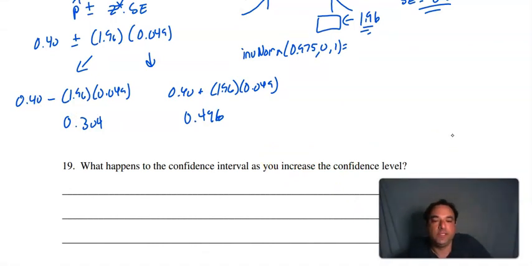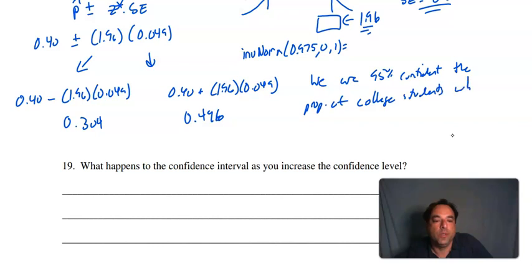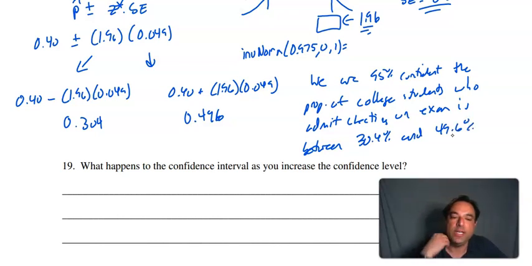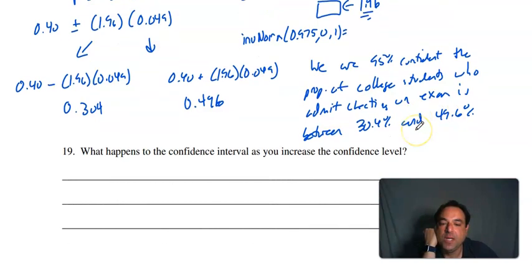So we can write our sentence. We are 95% confident the proportion of college students who admit cheating on an exam is between 30.4% and 49.6%. Again, we're 95% confident the proportion of college students who admit cheating on an exam is between 30.4% and 49.6%.